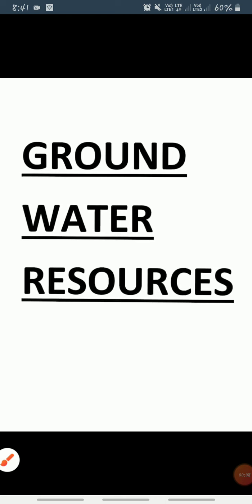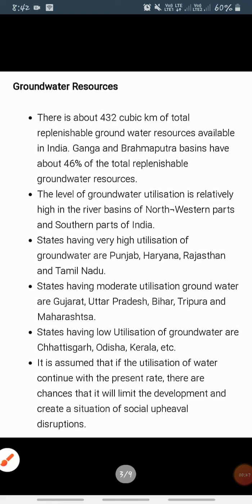So, children, as we know, chapter 6, water resources, is going on, and in this topic, we already discussed the surface water resources. Today we will learn about the groundwater resources, and we will also compare these two. So, let's start with the groundwater resources.